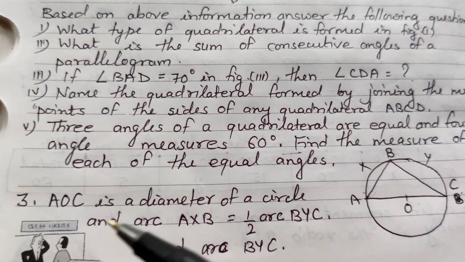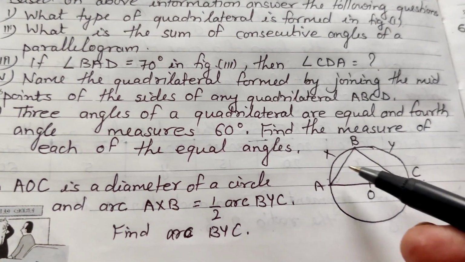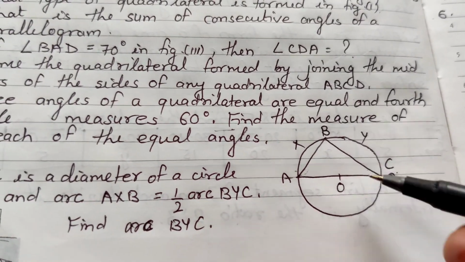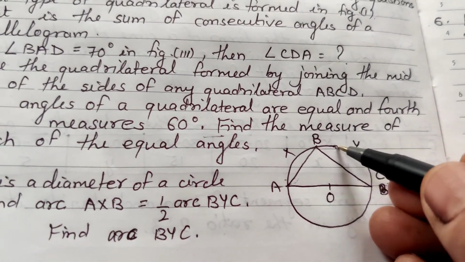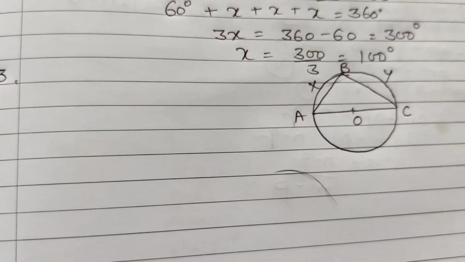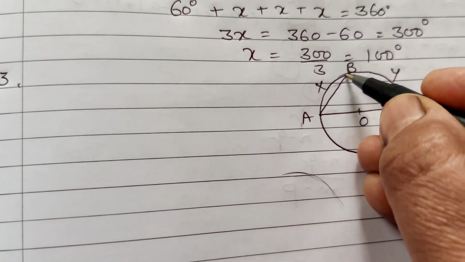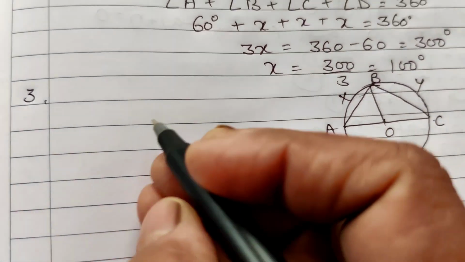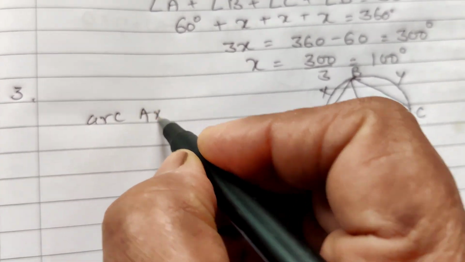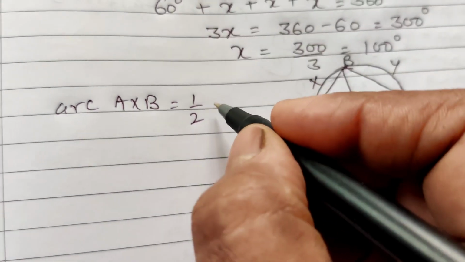Next, question number 3. AOC is a diameter of a circle and arc AXB equal to half of arc BYC. This is the figure. Find the measure of the arc BYC. AOC is a diameter and join BOC. So given that arc AXB equal to half of arc BYC.